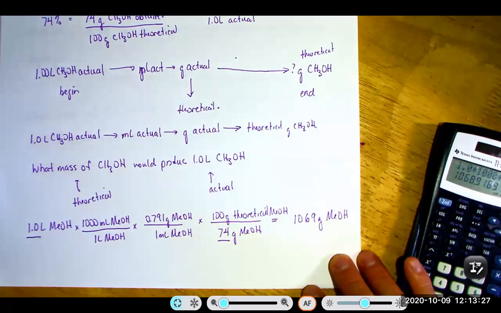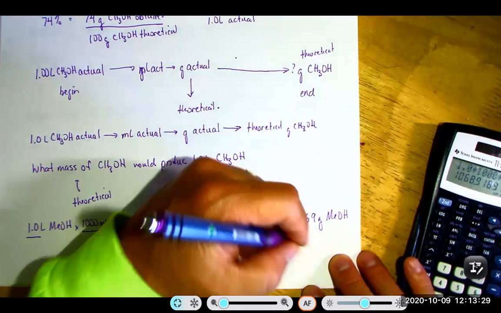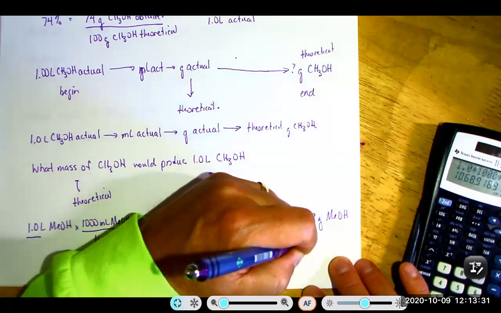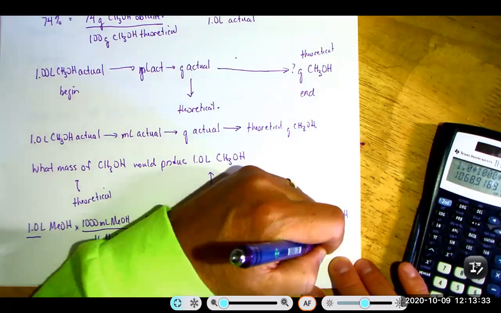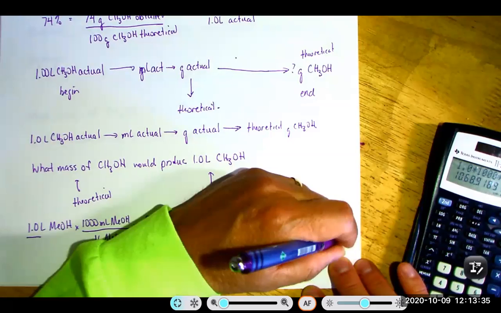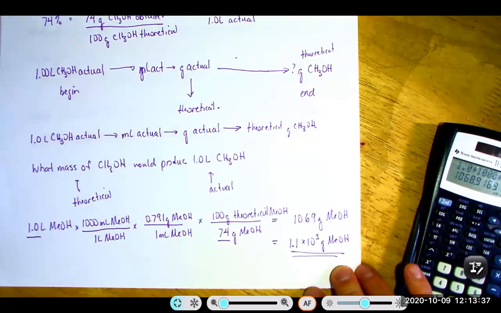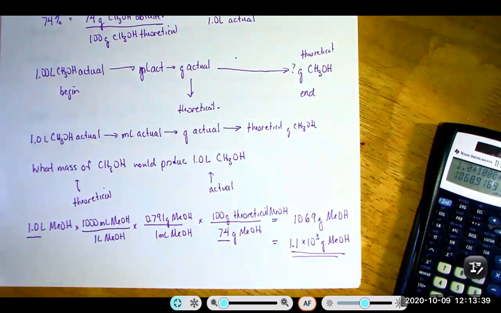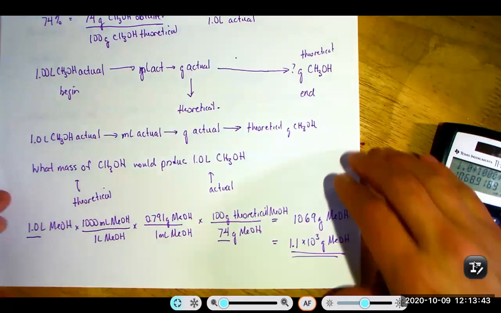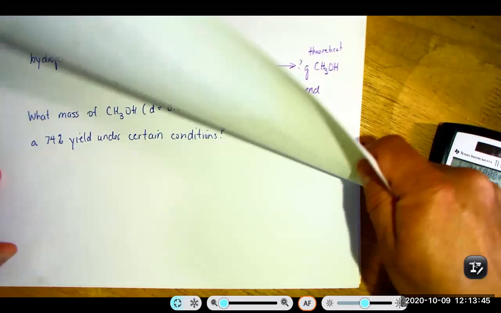Okay, so how do we write this with 2 sig figs? And the answer is 1.1 times 10 to the 3rd grams of methanol. So that's the theoretical yield that you would need to actually get 1 liter. Okay? All right. Let's move on to the next one.